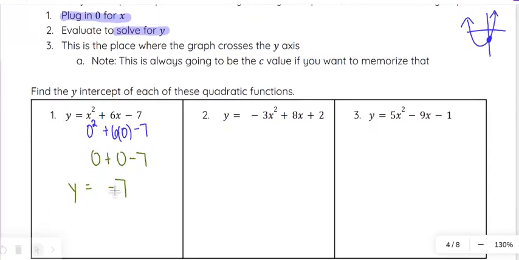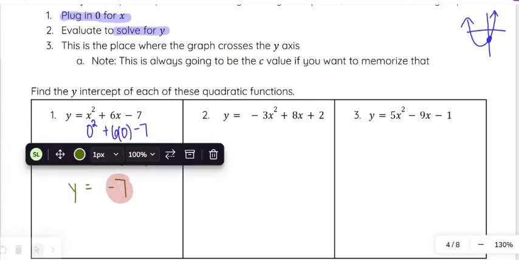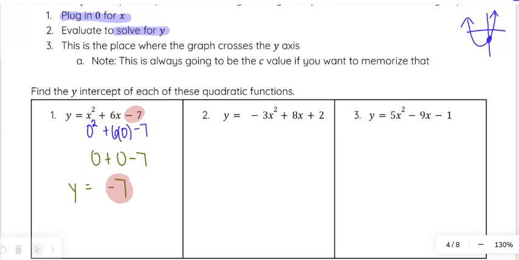You will see that that is the c value in standard form. So this -7 that we got here is going to be our c value every time. So if you could memorize that, that's a lot more efficient. If you can know that the c value is going to be your y-intercept each time it's in standard form. So that would mean that our ordered pair would be 0, -7 for our y-intercept.